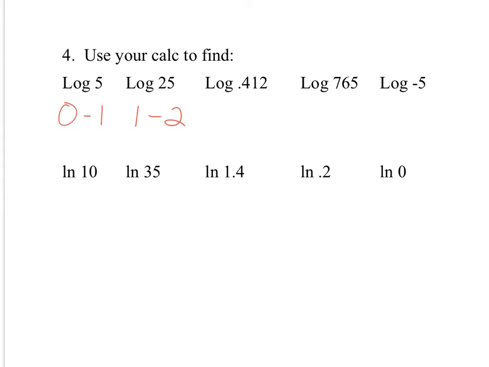Think about this one now. Log 0.4, well, 10 to what power? Well, 10 to the negative 1 is going to be 1/10. And 10 to the 0 power is going to be 1. So this is in between 0 and 1.